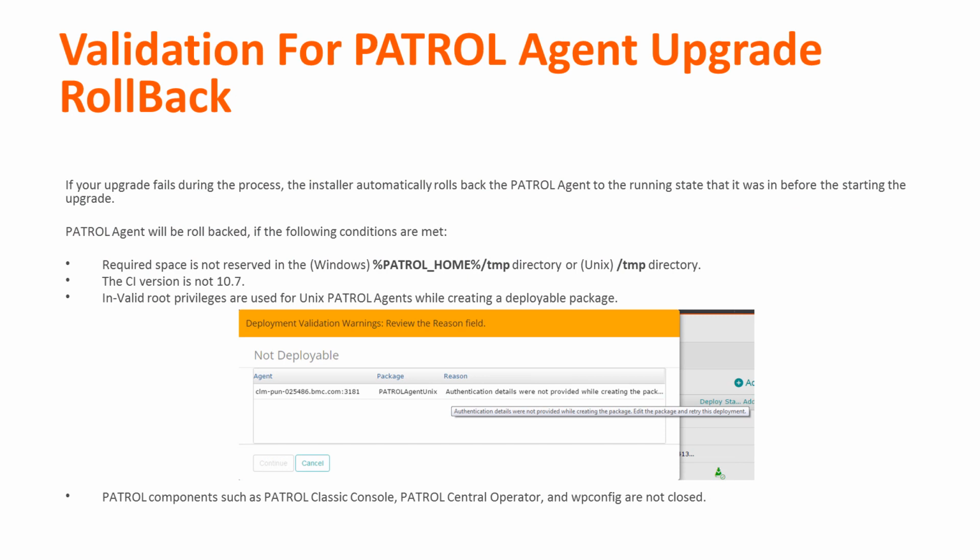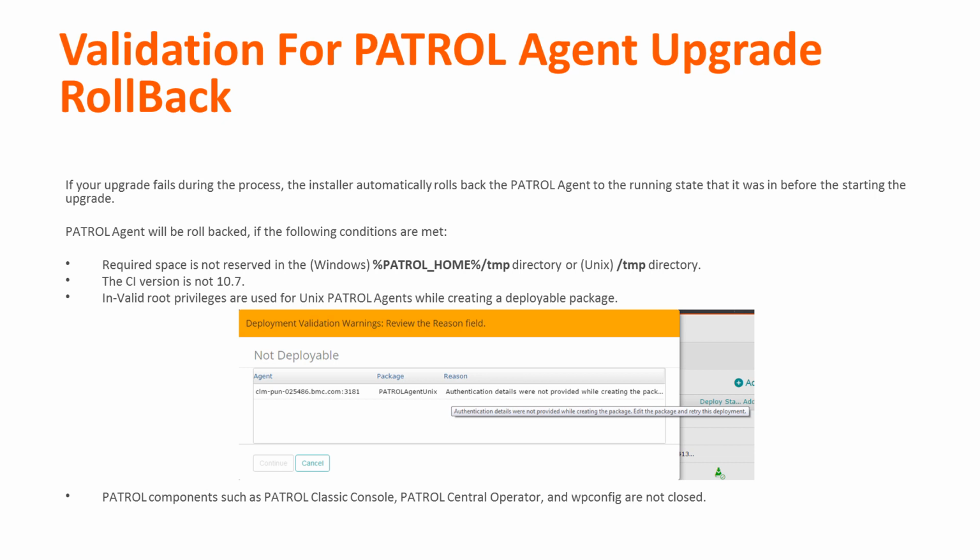Now the validations for the Patrol agent rollback. If at any point the upgrade fails during the process, the installer automatically rolls back the Patrol agent to a successful running state. The Patrol agent will be rolled back if the following conditions are met: required space is not there in the Windows Patrol home/temp directory or in the Unix /tmp directory; the CI version is not 10.7; or invalid root privileges are used for Patrol agent packages while creating the deployable package.